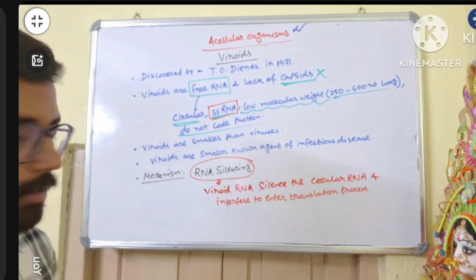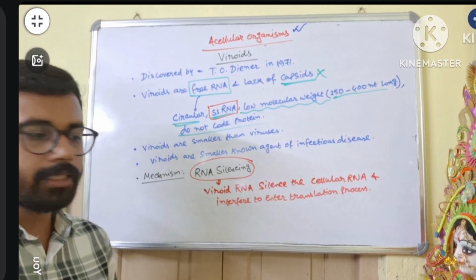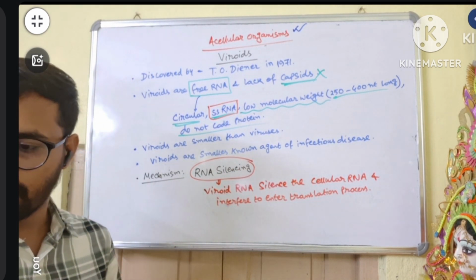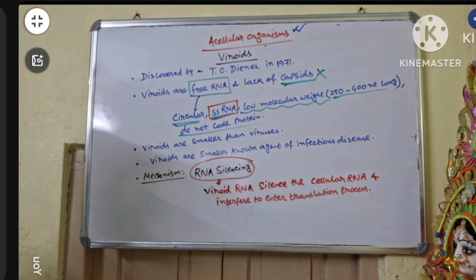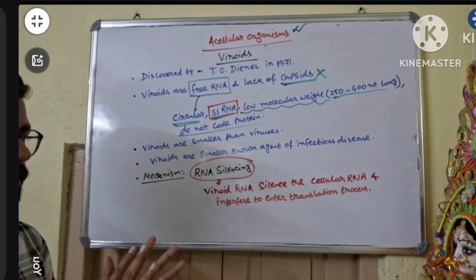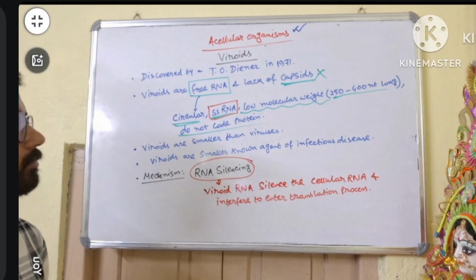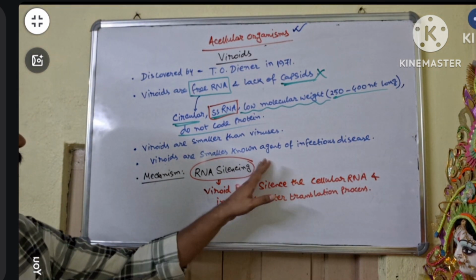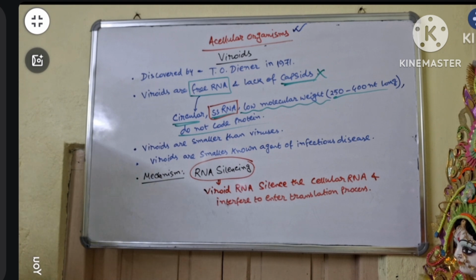It's a very basic meaning of RNA silencing, but there is no scope to discuss the details here. It will be in the further molecular biology section: what is RNA silencing and how does it occur, what complexes are involved in RNA silencing, etc. We will not do that in biology, it is the molecular biology part. Clear, viroids?